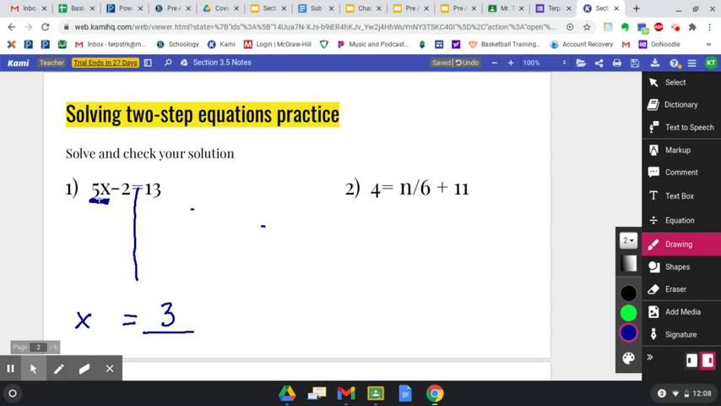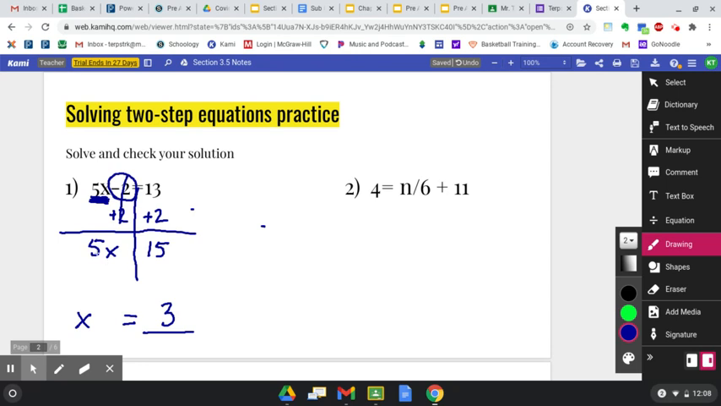So here's my variable term. The first thing I want to get rid of or inverse is this negative 2. I want it to cancel out. I want it to equal 0. So the inverse of minus 2 is to plus 2 on both sides. So when we do that, negative 2 plus 2 is 0. So we're left with 5 times a number is equal to 15.